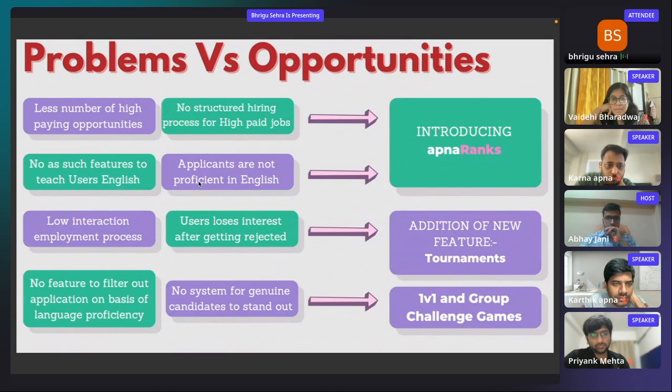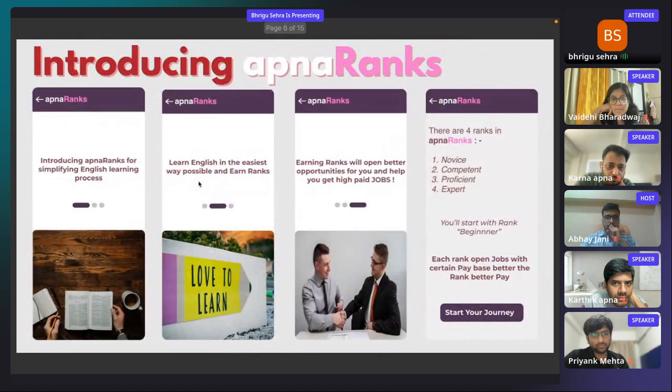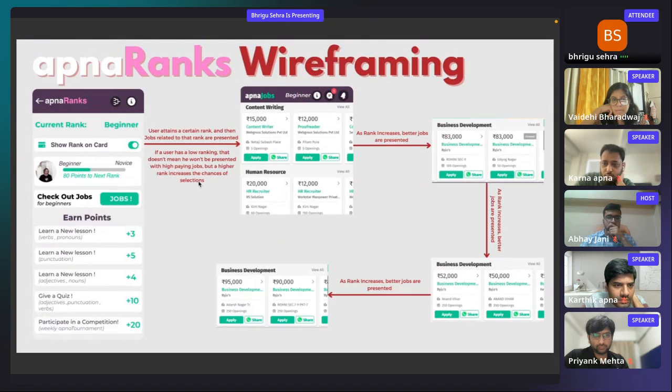The second thing that I introduced was Apna ranks. Apna ranks are divided into five ranks: first beginner, then novice, competent, proficient and expert. As you learn English lessons, your rank will keep increasing, and accordingly you will start seeing high paid jobs. Starting out, you will see low paid jobs, then you can learn a few lessons and keep going.